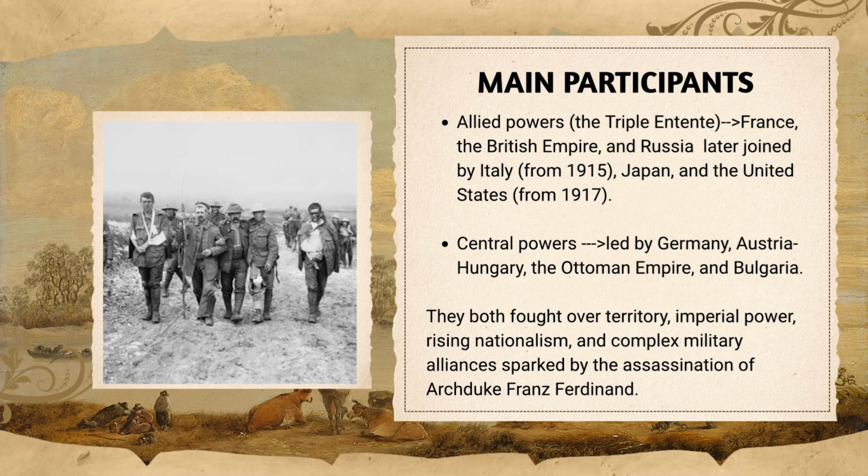This war was fought by two powers, the Allied powers and the Central powers. The Allied powers consisted of France, British Empire, and Russia, otherwise known as Triple Entente, later joined by Italy from 1915, Japan, and the United States from 1917. The Central Powers was led by Germany, Austria-Hungary, the Ottoman Empire, and Bulgaria.